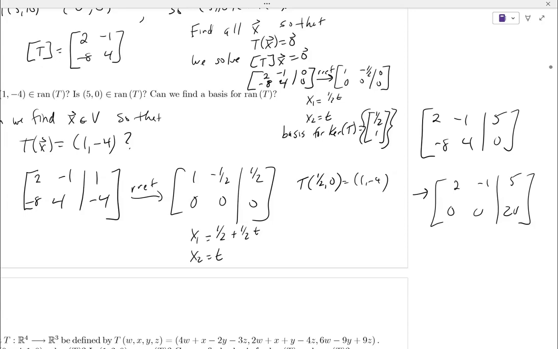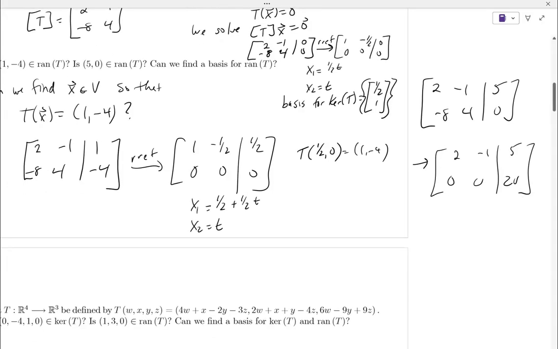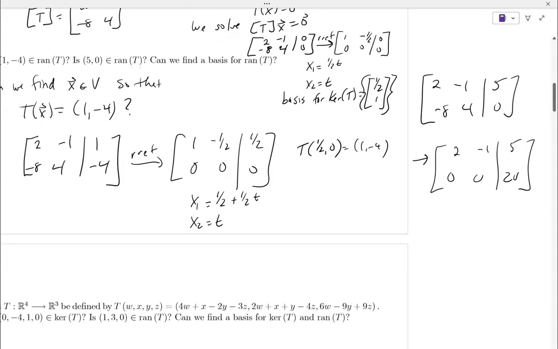So the last part says, can we find a basis for the range? What do you think that answer is? Yes or no? Well, notice I ask it again for the next example, so the answer is probably yes. Okay, so let's think about it again.